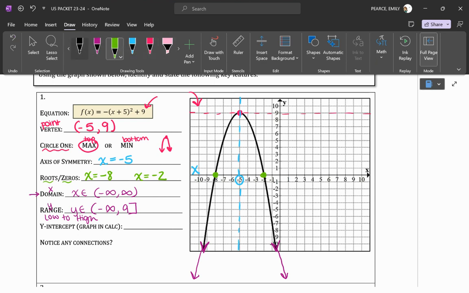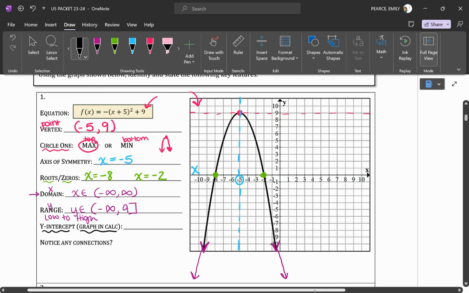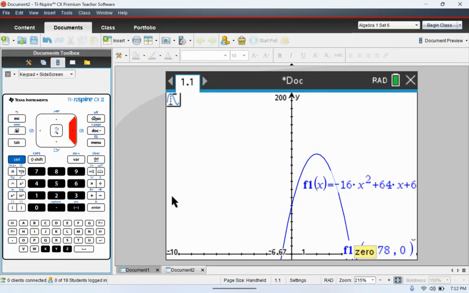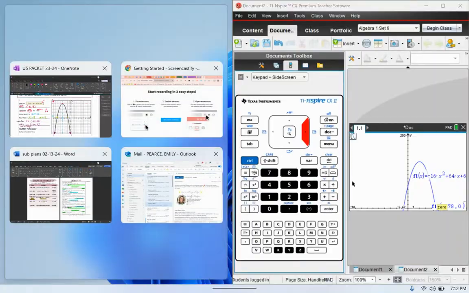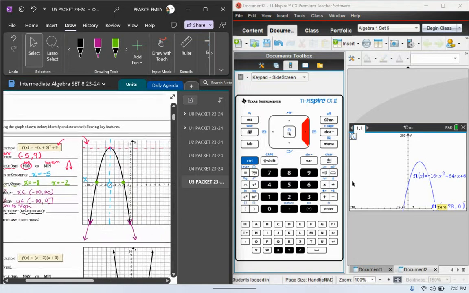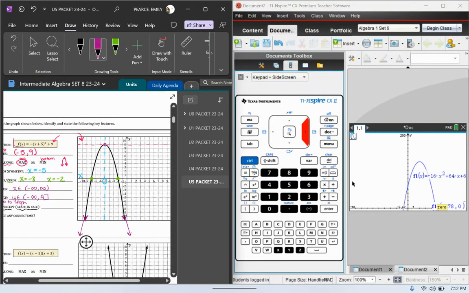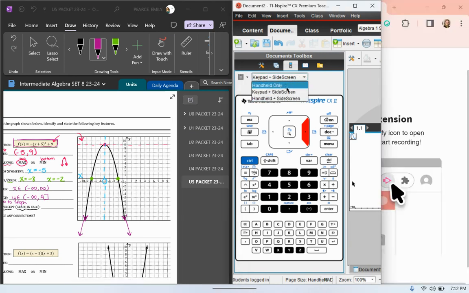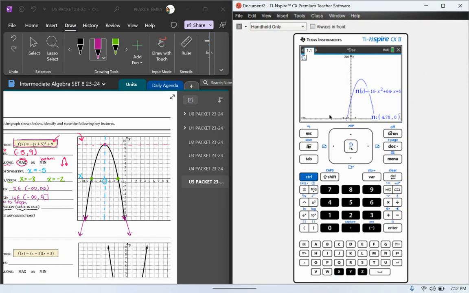It's a little tricky to see, so we can graph it in our calculator in order to do that. Actually, let's do that right now. Why don't you guys grab your calculators? We can take that equation that we're given, which is this right here, and type that into our graphing calculator. Let's actually make this handheld. Okay, perfect. Even better.